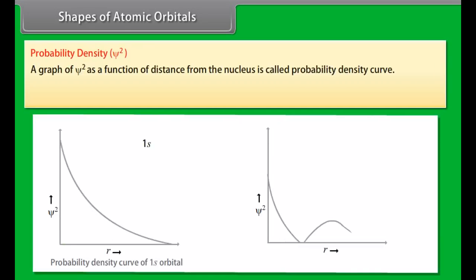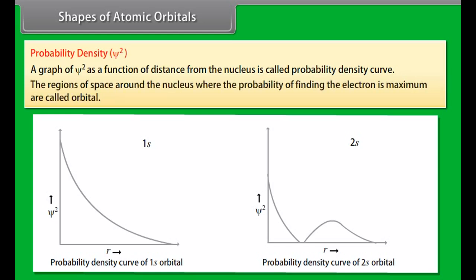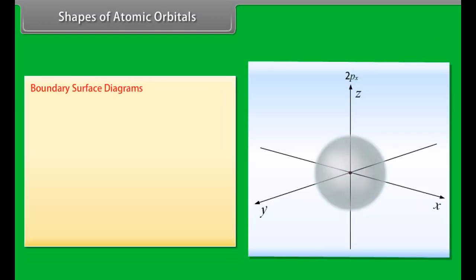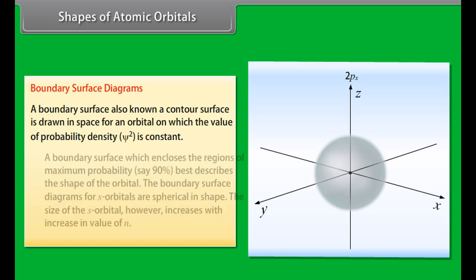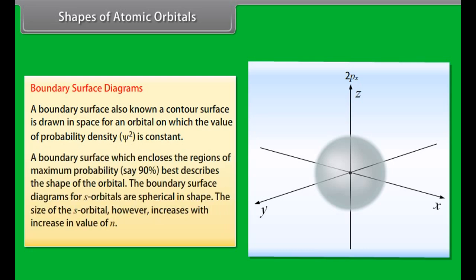Shapes of atomic orbitals: probability density. A graph of ψ² as a function of distance from the nucleus is called a probability density curve. The regions of space around the nucleus where the probability of finding the electron is maximum are called orbitals. Boundary surface diagrams. A boundary surface, also known as a contour surface, is drawn in space for an orbital on which the value of probability density ψ² is constant. A boundary surface which encloses the regions of maximum probability, say 90%, best describes the shape of the orbital.